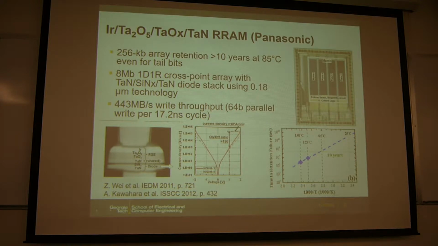So in this chip, it is integrated still at the 0.18 micrometer technology, and the capacity is 8 megabits. And the chip level performance here is like 400 megabytes per second write throughput. So it enables 64-bit parallel write, and each write event is about 17 nanoseconds. So this is the chip from Panasonic. This is a cross-point array.